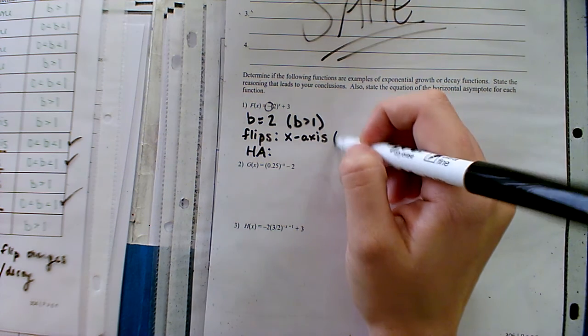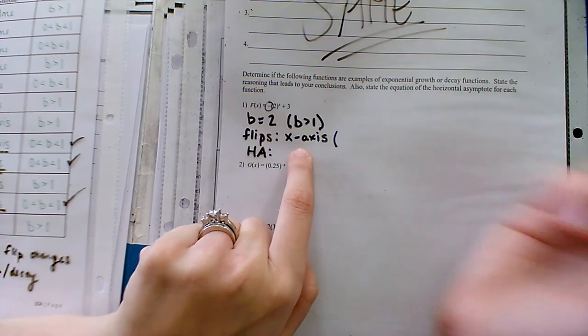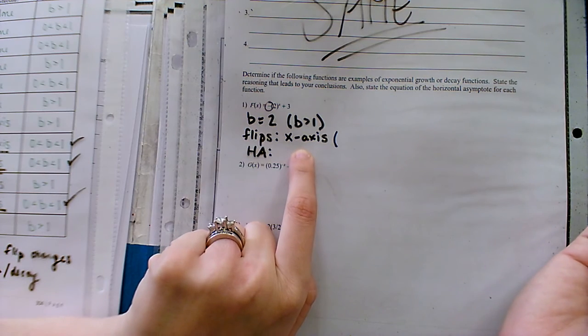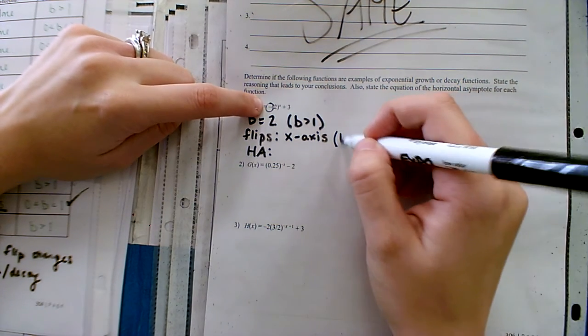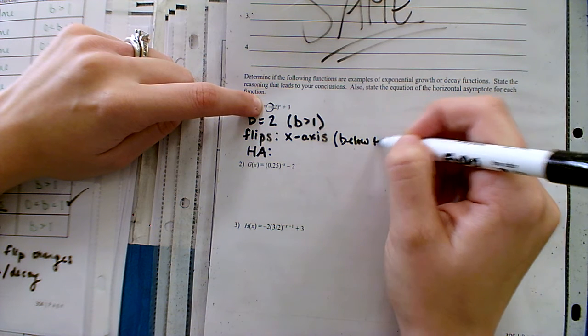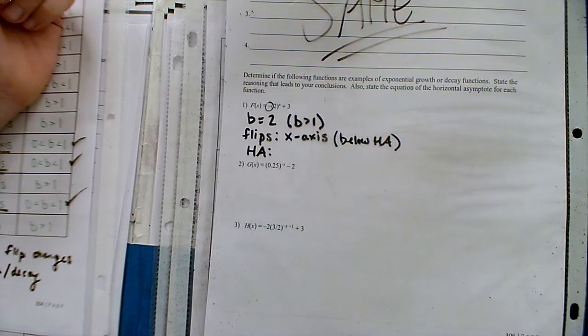This was like our A value. I think we used that letter yesterday. Good, Logan? If it's negative, it's below the horizontal. Okay, so ultimately, if you have an x-axis flip, which means you have a negative leading coefficient, your graph should be below the horizontal asymptote.